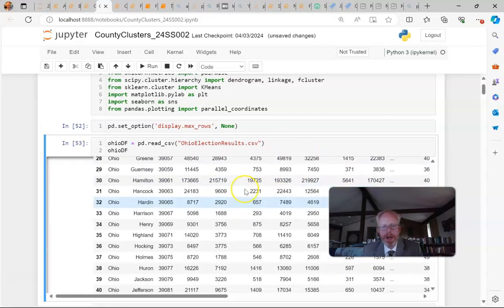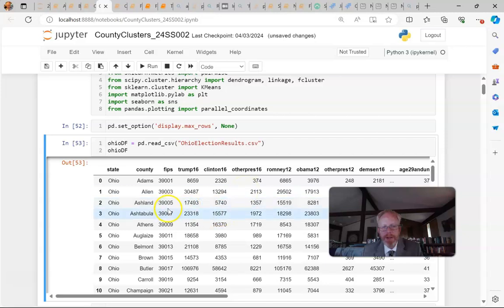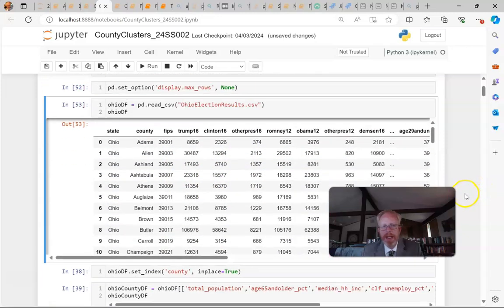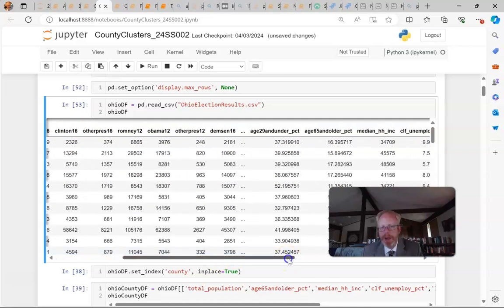Now I pull in the Ohio election results, and here again you see we're going to have about 88 rows here, one for each county, and we're going to have the state, which we know the state's going to be Ohio for this, the county, several election results, but that's not really what we're interested in.